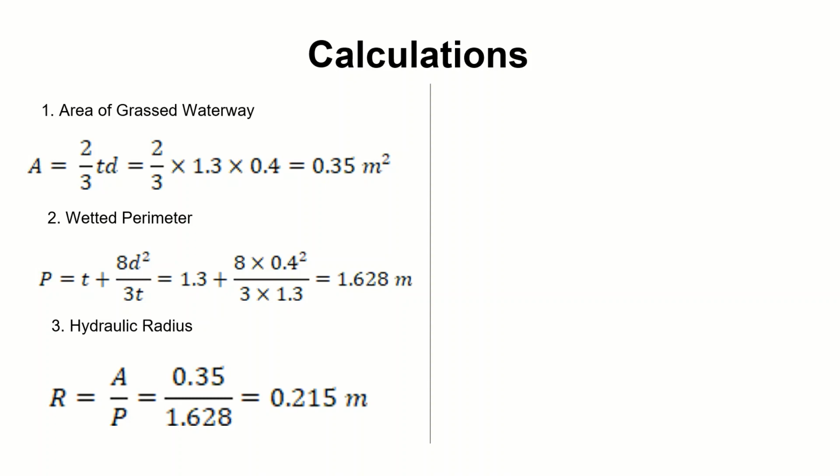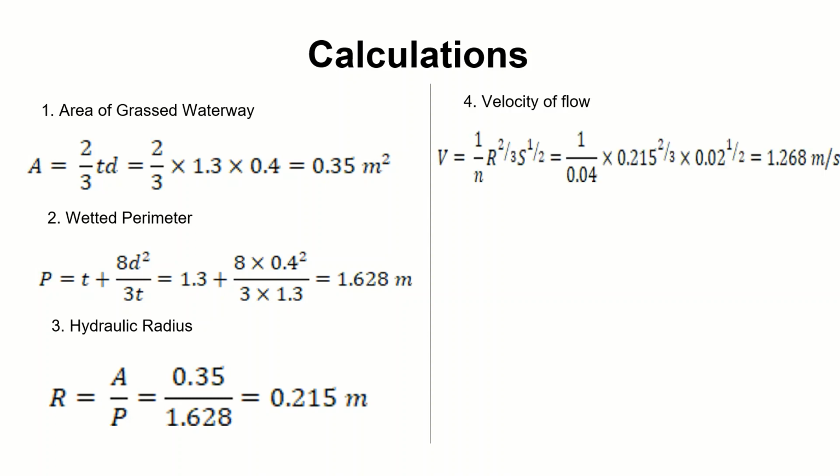Now let me substitute hydraulic radius in the Manning's equation. V is equal to 1 by N R raised to 2 by 3 multiplied by S raised to 1 by 2. Upon substituting these values, I will get V as 1.268 meters per second. We are supposed to calculate the discharge. Okay. Because we have area and velocity, it's very easy to calculate now. Discharge is equal to area multiplied by velocity. Area is 0.35 meters square, cross-sectional area, and velocity is 1.268 as estimated by Manning's equation. So discharge is estimated to be equal to 0.44 meter cube per second.